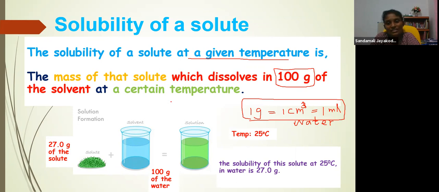Always we have to take 100 grams of the solvent. And we have to maintain a particular constant temperature, and we have to use 100 grams of solvent. ඒ දෙක specially constant වෙන්න ඕනේ.